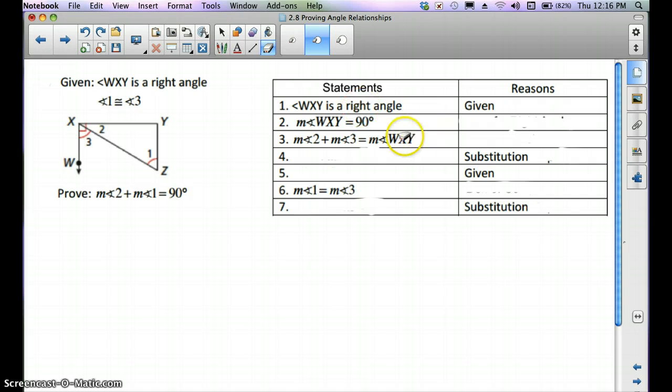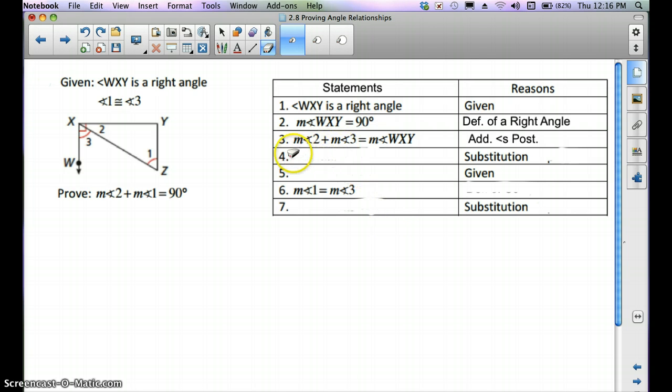We got our given. So now, why would I say that WXY equals 90? Well, that's the definition of a right angle. Oh man, definition of a right angle, and I erased too much there. I should use my little eraser. So then this, when we're adding two baby angles together to make a big angle, that's the addition angles postulate.